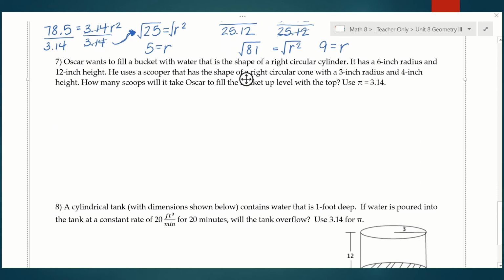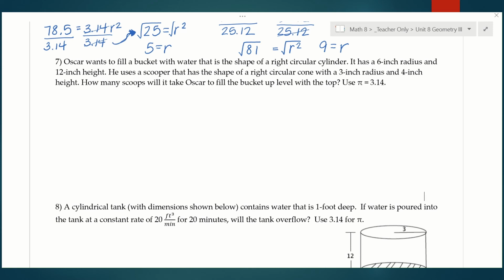Oscar wants to fill a bucket with water that is in the shape of a right circular cylinder. It has a 6-inch radius and 12-inch height. He uses a scooper that has the shape of a right circular cone with a 3-inch radius and a 4-inch height. How many scoops will it take Oscar to fill the bucket up level with the top? Use 3.14.